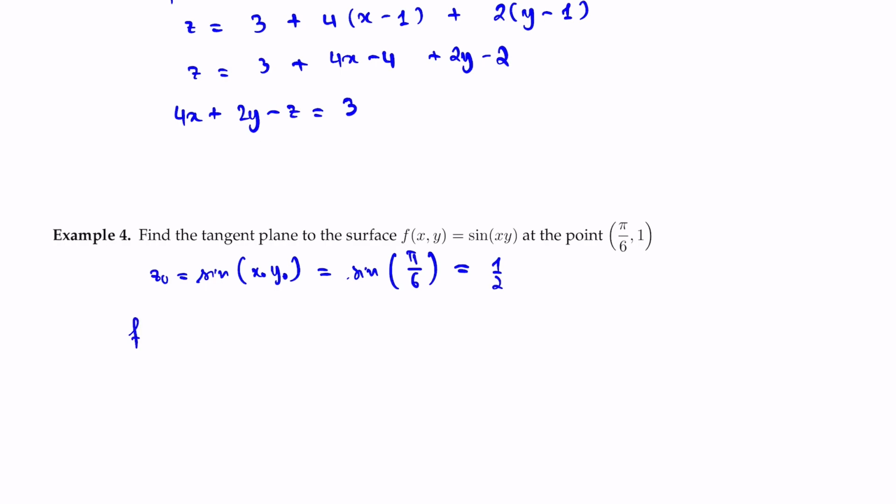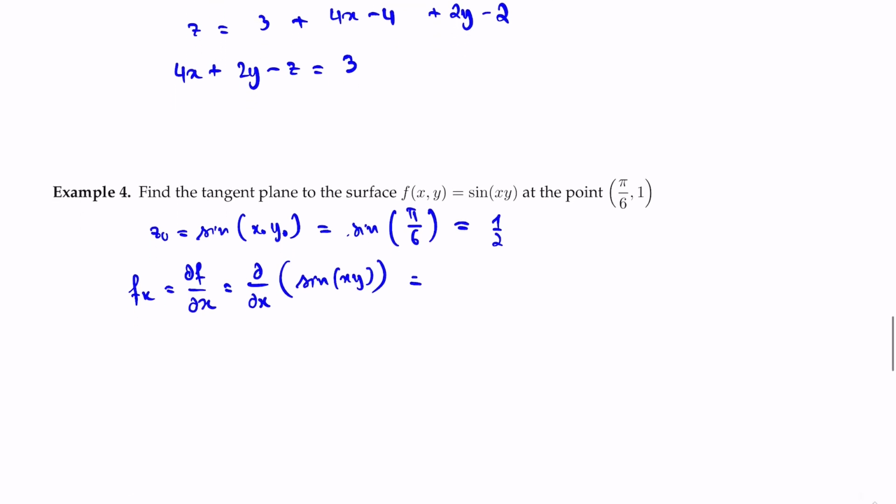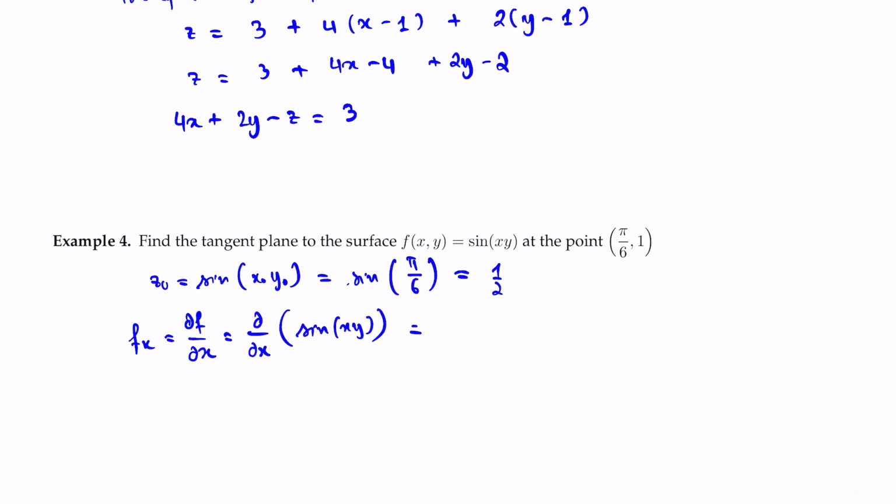So here you have f sub x, or partial f partial x, or in this case you have partial x of sine of x y. Here you have to apply the regular chain rule of derivative, that is the derivative of the outside function multiplied with the derivative of the inside function. So in this case, the inside function is x times y, but in the context of partial derivative with respect to x, y is a constant. Therefore, you only have multiplication by y. Then you evaluate the partial derivative at the point pi over 6 comma 1, or this is cosine of pi over 6 times 1, or this is root 3 over 2.